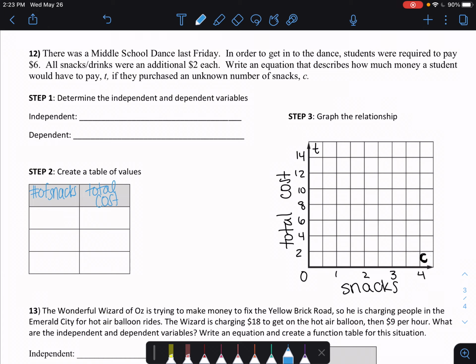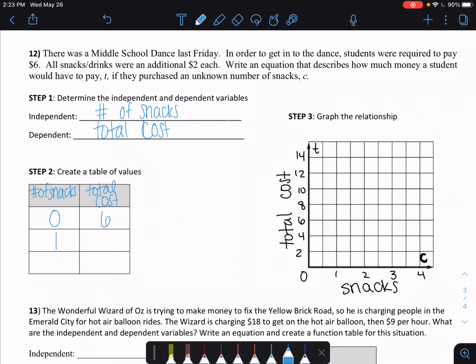Now, if I do that in my table, I have already identified my independent and my dependent variable. The independent is the input, so this is going to be the number of snacks. And then the dependent is going to be the total cost. The total cost is typically dependent on something else happening, so that's why it goes in that output spot. In this one, I'm going to use 0 because a student can buy no snacks. So if a student buys no snacks, they still have to pay $6 to get into the dance.